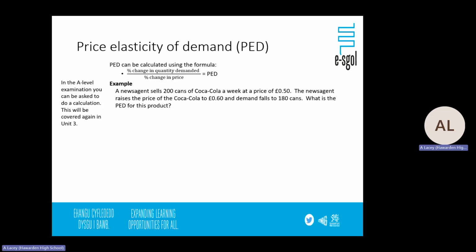So looking at price elasticity of demand and PED, how to use this in a real life situation. If a newsagent sells 200 cans of Coke a week at a price of 50p, and the newsagent raises the price of Coca-Cola to 60p and demand falls by 180 cans, what is the PED for this product?